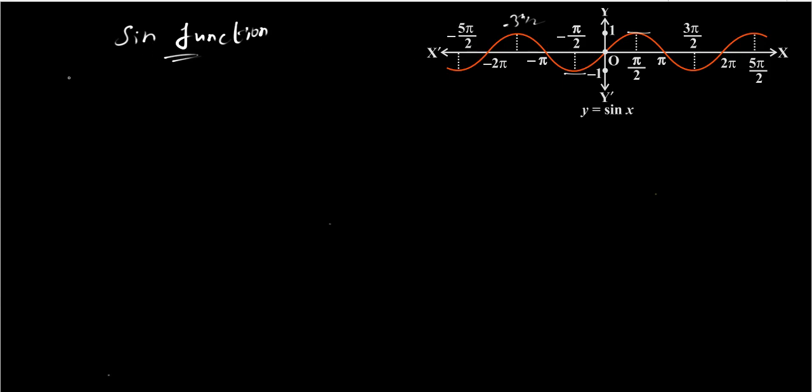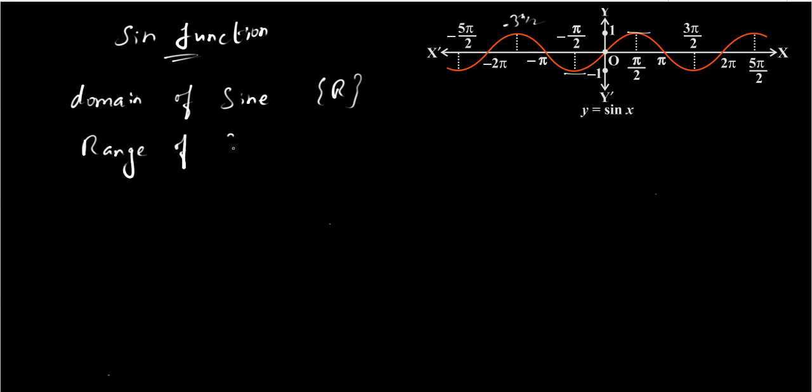So here the domain of the sine function will be the set of all real numbers, and the range of the sine function is on the y-axis. It is from negative 1 to positive 1, including both. So we can take the closed interval minus 1 comma plus 1. So the range will be negative 1 to positive 1.